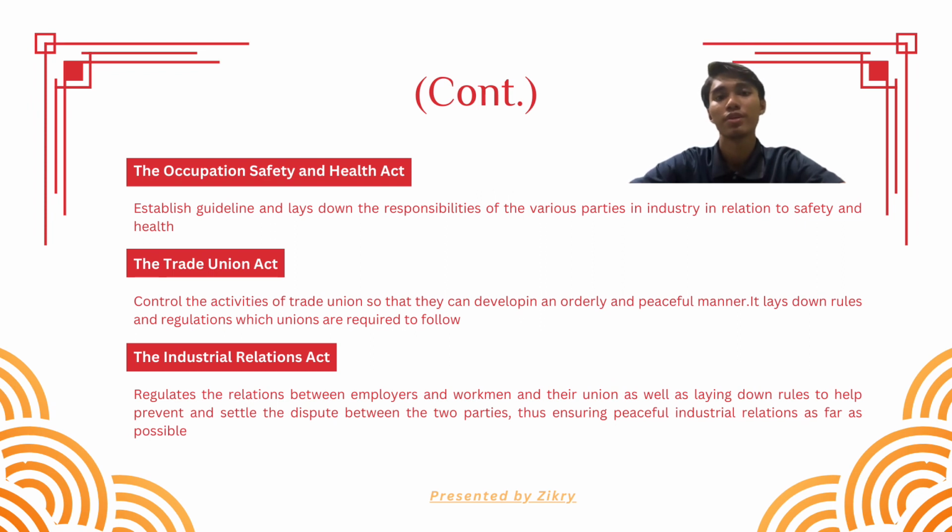Okay, so next we have the Occupational Safety and Health Act, which establishes guidelines and lays down the responsibilities of various parties in industry in relation to safety and health. Okay, other than that, we have the Trade Union Act, which controls the activities of trade unions so they can develop in an orderly and peaceful manner. It lays down rules and regulations which unions are required to follow.